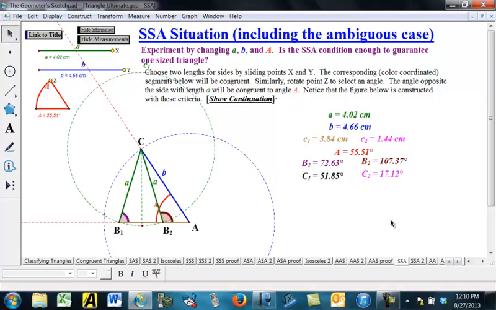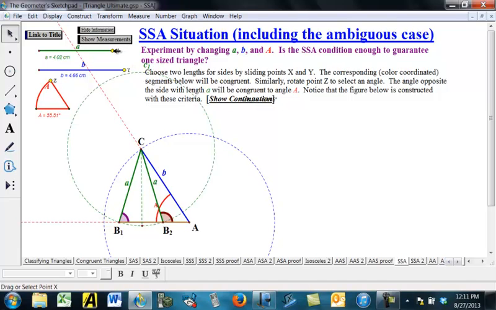So we have two complete triangles with two completely different sets of measurements, and yet both of them have a side, an angle, and a side that matches and is congruent with the other one. I mean, side, side, angle that matches, and yet they're two different triangles. So this is what we call the ambiguous case. You don't get just any triangle, but you do get two different triangles, two completely different sets of measurements here.